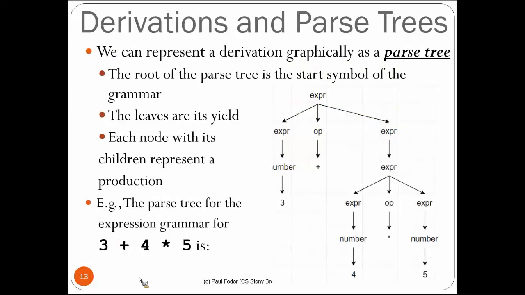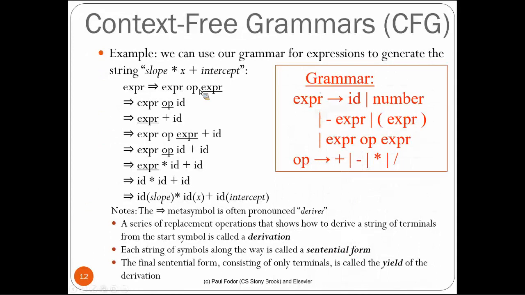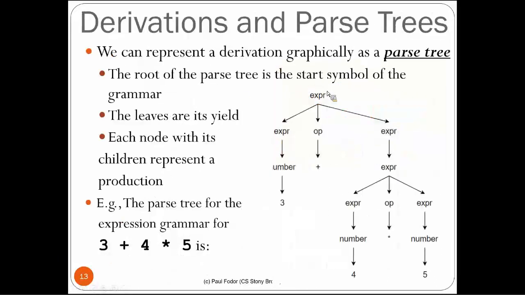So we can represent a derivation graphically as a parse tree. For instance, in the previous example, we can start from the first derivation. An expression is an expression operator expression, and that would be a node in our parse tree. We have the root as the starting symbol, and the leaves are the yield of our derivation. Each node has the children of a production. So the first production transformed expression into expression operator expression, and then expression was a number, which could be the number 3, the operation could be a plus, and so on. So if we build a parse tree for the expression that derives 3 plus 4 multiplied with 5, we can build this parse tree.